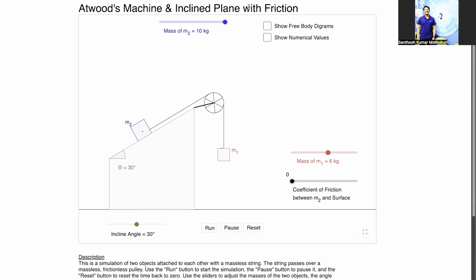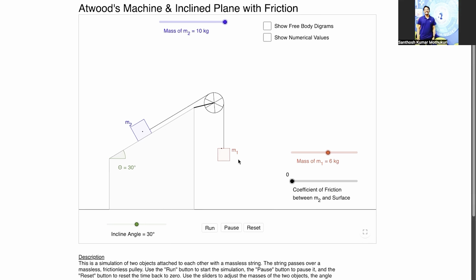As we have seen in the previous video, the first step in finding this out is the direction in which the body moves. So let me run the simulation. The body is moving downward, M1 is moving down and M2 is moving up the plane, right? So let me reset it. This downward direction is positive for M1, and along the plane upward is taken as positive for M2.